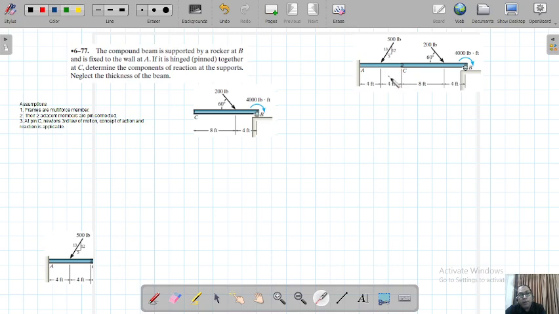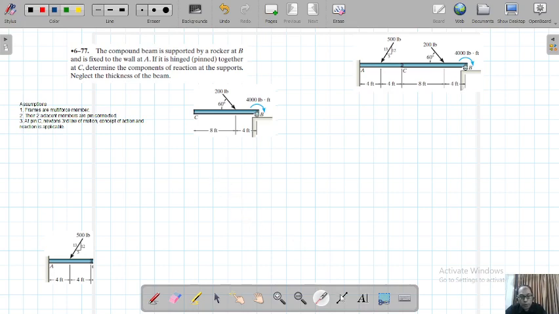Determine the components of reactions at the supports, which means he is interested in the reactions of the fixed support and also the reactions of the rocker. Now you know that the fixed support will give us three reactions and the rocker will give us one reaction. So what does this mean? All together, there will be four unknowns.